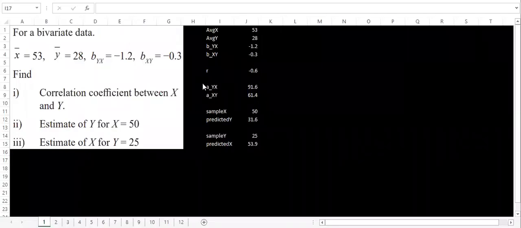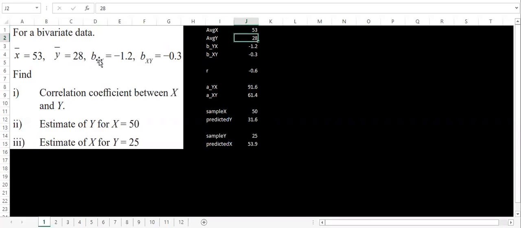Let's solve some linear regression problems. We have a question which says for a bivariate data, x bar is 53. X bar is nothing but the average value of x, so the average value of x is 53. Y bar is 28, so again, the average value of y is 28.